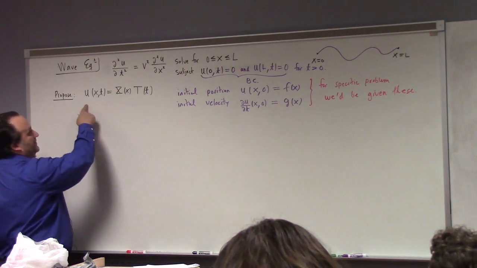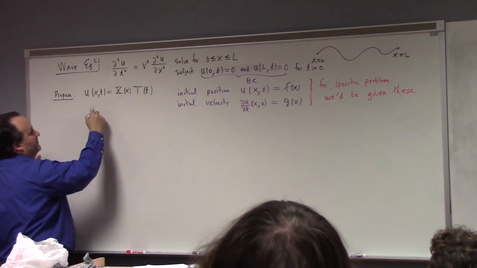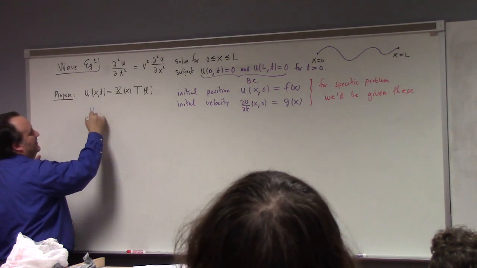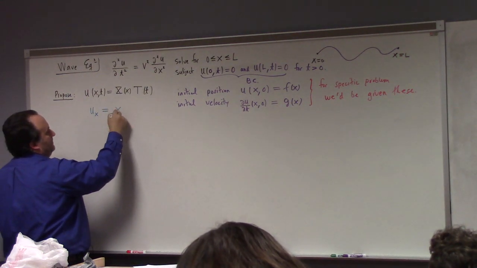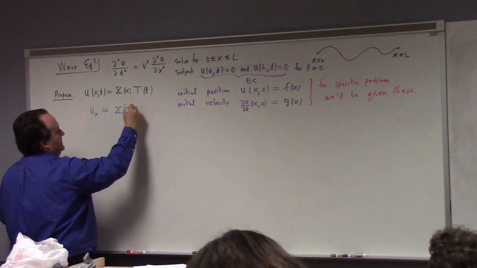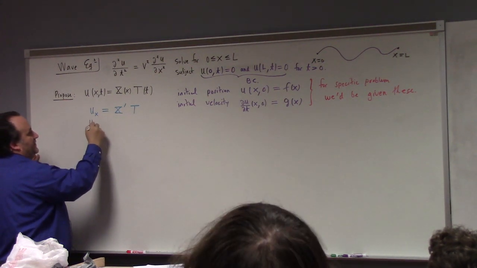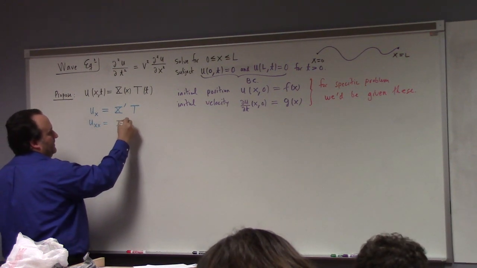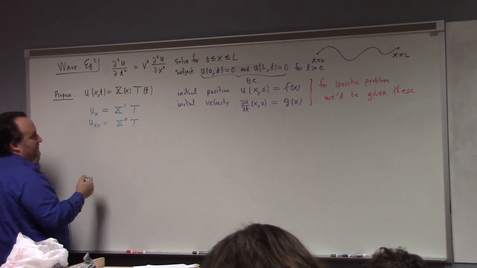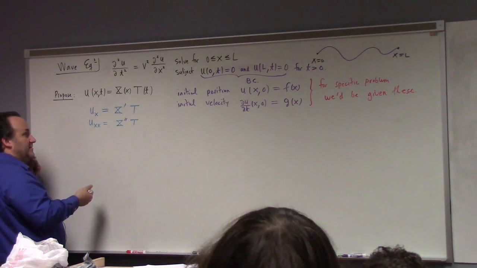But so here, if we take the partial derivative of u with respect to x, what do we get? Get straight to the point. That gives us x prime times t. And the second partial derivative with respect to x gives us x prime prime times t. So these x primes indicate total derivatives with respect to x of the big X function.